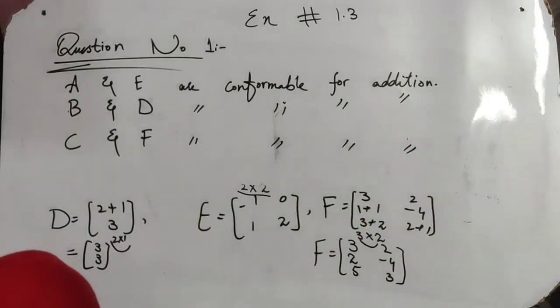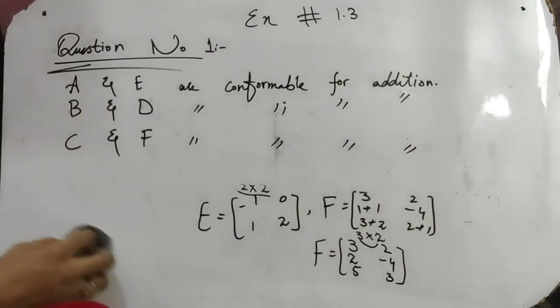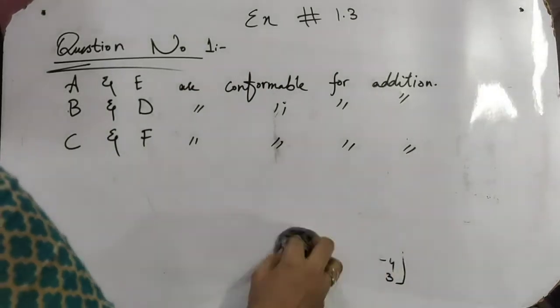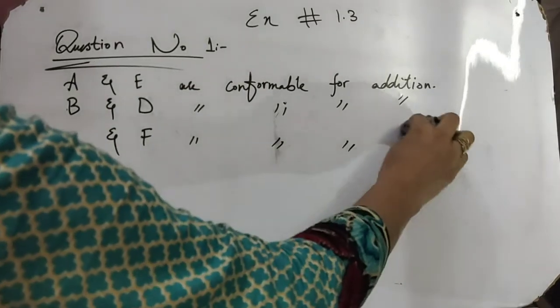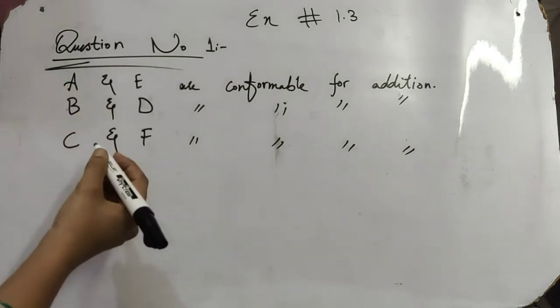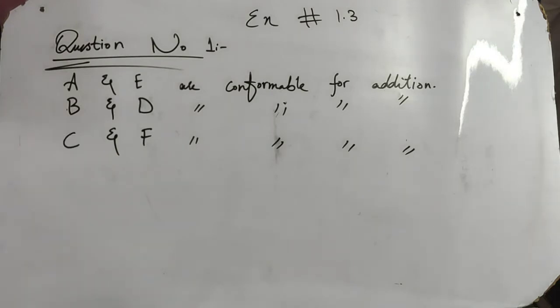Okay, the question number 1 is solved. The question number 1 is very simple because here we only find the order of each matrix, and then we compare each order with the other, and the matrices which have the same order, we can say that these are conformable for the addition.